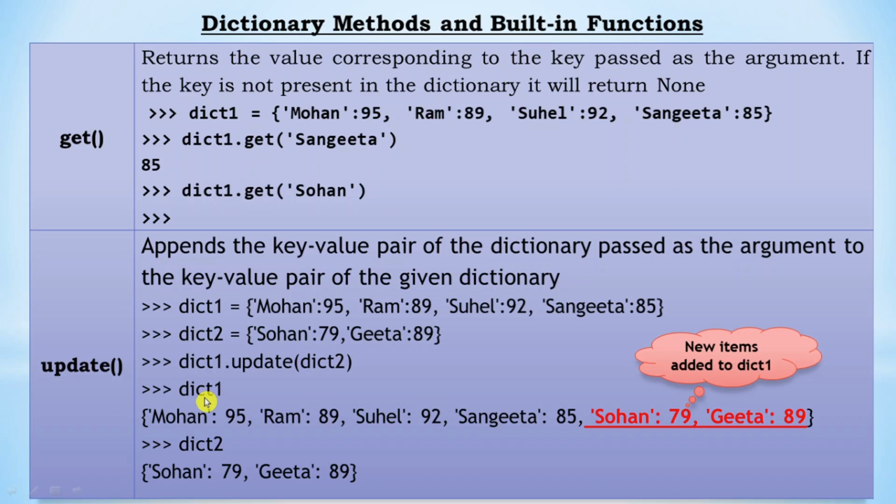So when we display dict1, we can see the new items from the dict2, Sohan 79 and Geeta 89, are added to the dictionary dict1. The dictionary dict2 remains unchanged. It contains only 2 items.